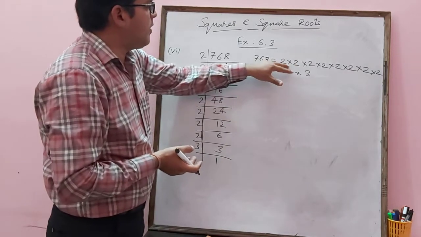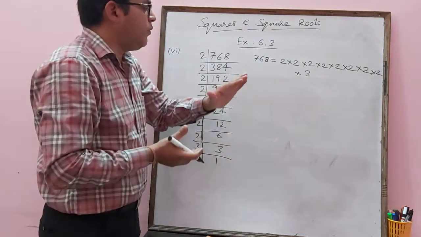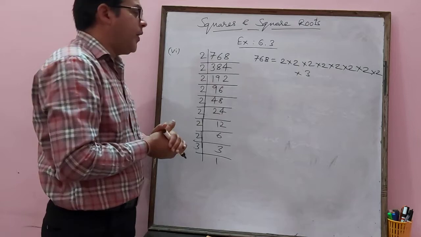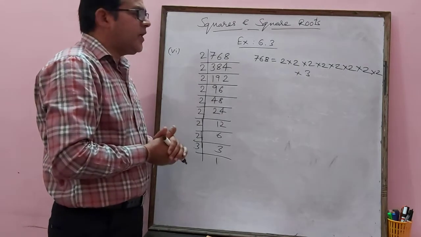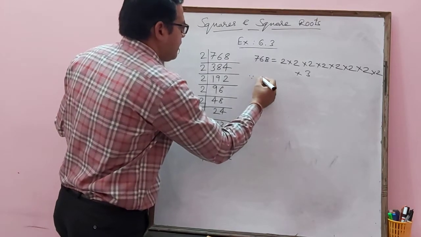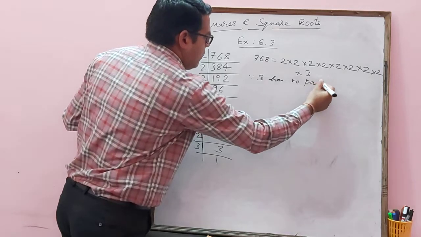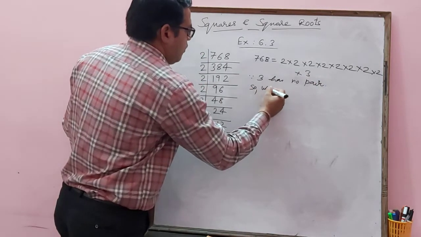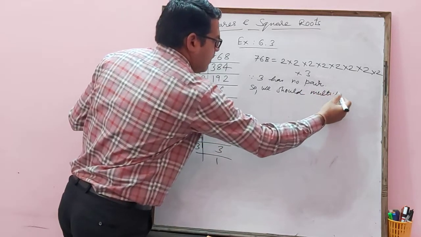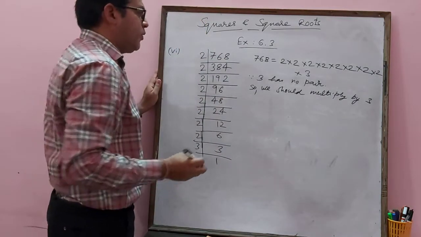So you can see here, one pair we can make from here, one pair from here, one from here, one pair from here. But we can see 3 is alone there. It means 3 has no pair. It means we should multiply it by 3. We have to write it. 3 has no pair. So we should multiply by 3 to make it a perfect square.